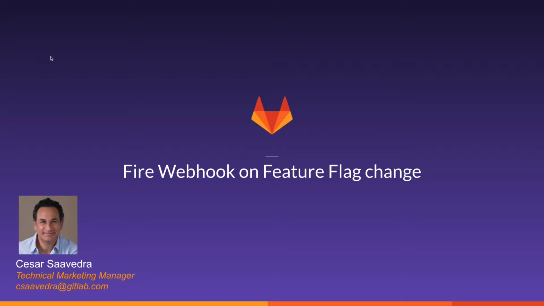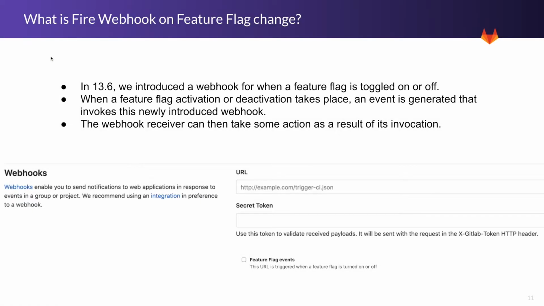In this segment of the presentation, I'm going to be covering a new capability called Fire Webhook on Feature Flag Change. This feature was introduced in 13.6, and it consists of basically generating an event when there's a feature flag activation or deactivation. This event, in turn, invokes this newly introduced webhook. And the webhook receiver can then take some action as a result of this invocation.